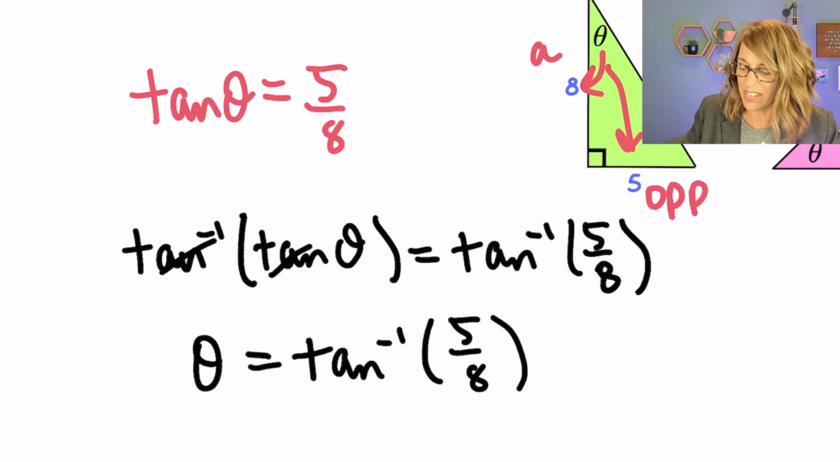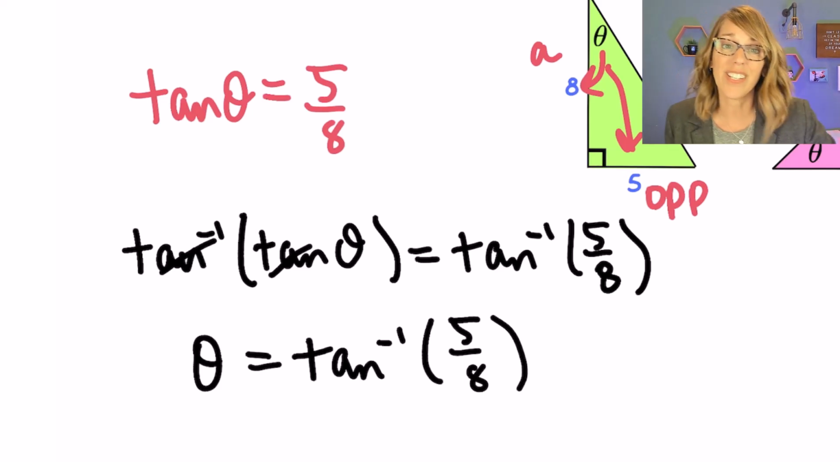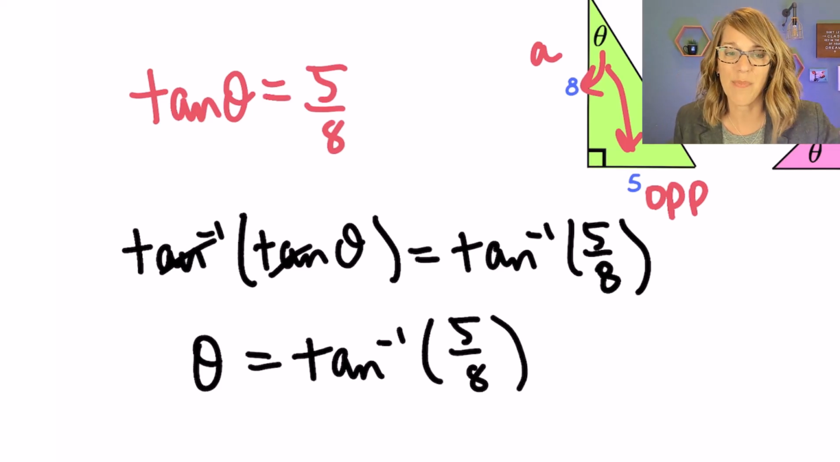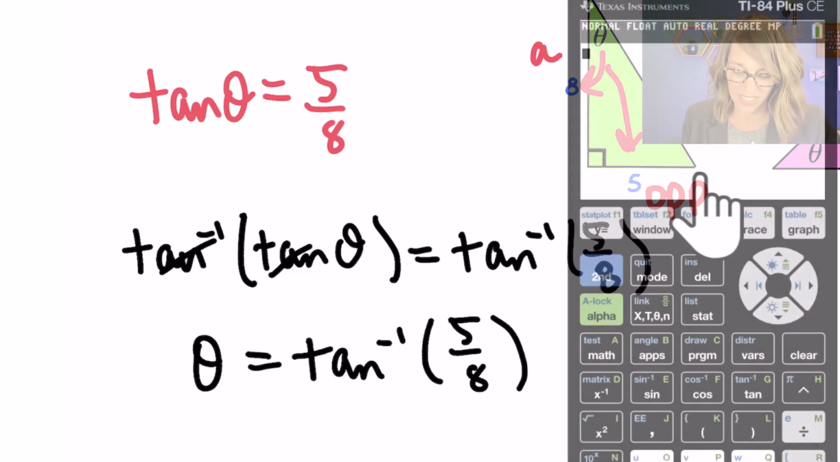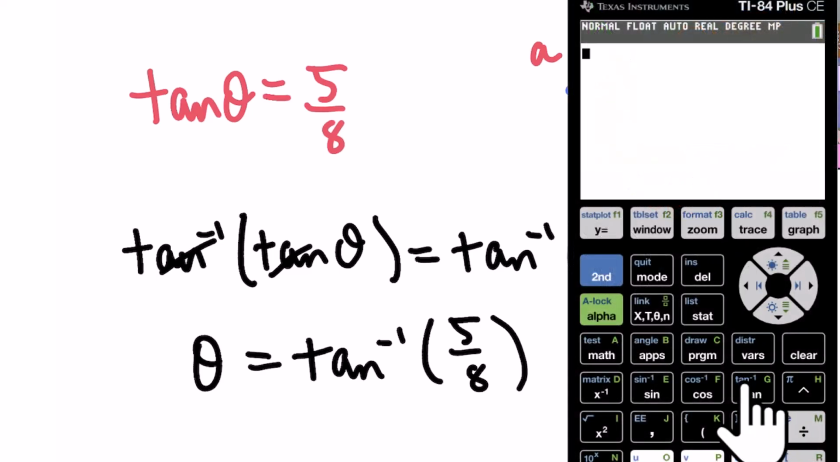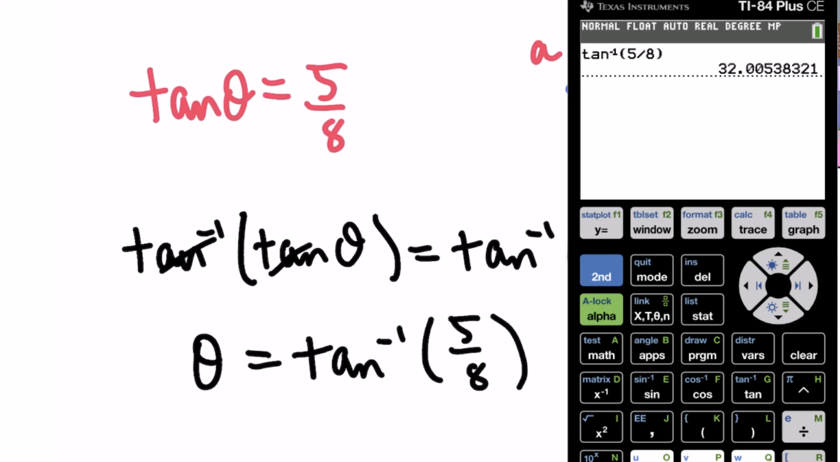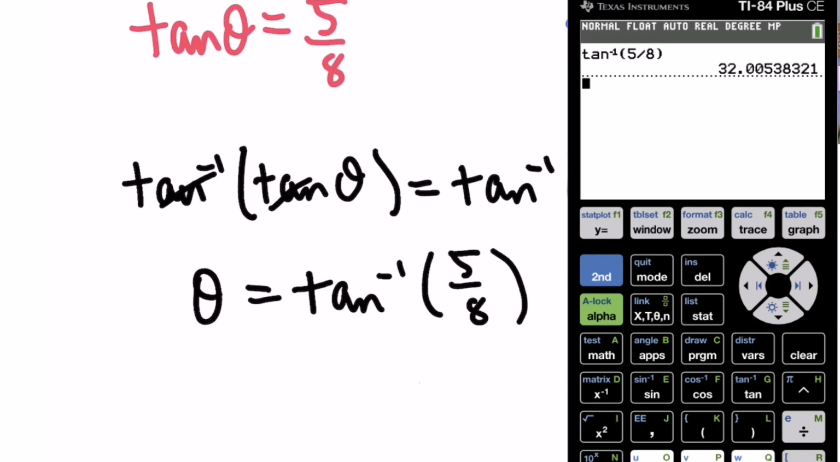Now my calculator is still in degrees, so I can go ahead and go back to my calculator. Let's type this in. I want the tan inverse, which is the second function on tangent. I'm going to hit that second button first and then tan inverse. Then I want my trig ratio, which is 5 divided by 8. I'm going to get that angle measure back, and that angle measure is about 32 degrees. So theta is about 32 degrees.